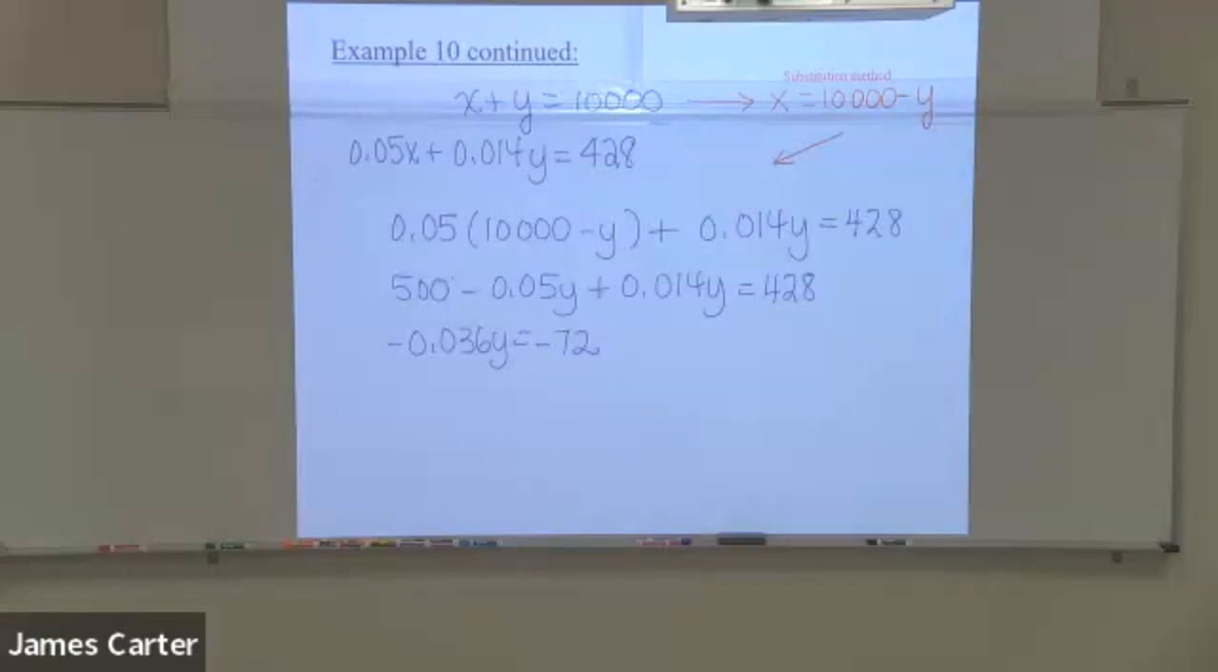Negative 72. Minus 500, minus 500. So I've got y variables on one side, numbers on the other side. Now I'm going to divide both sides by that thing. That's now time to grab your calculator. Up to this point, your calculator is really kind of useless. But at this point, it becomes useful.